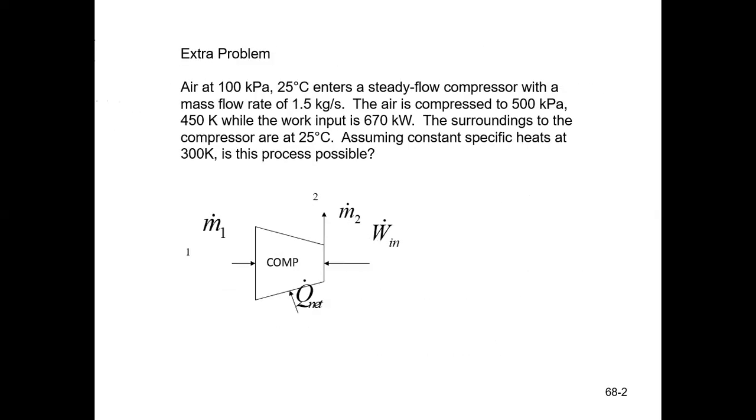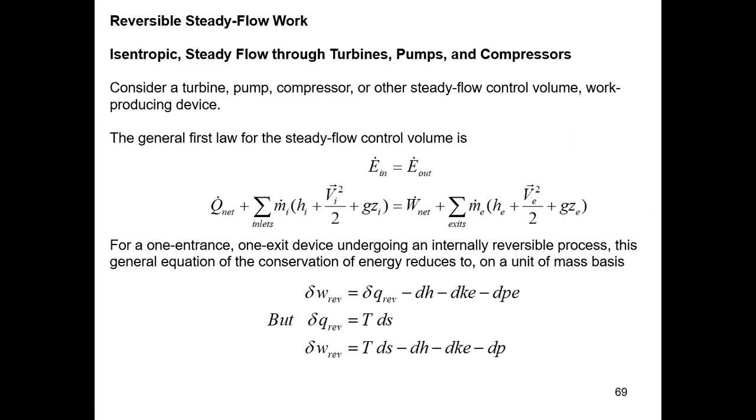So they have another problem in which air at 100 kilopascal, 25 degrees Celsius enters a steady flow compressor with a mass flow rate of 1.5 kilogram per second. The air is compressed to 500 kilopascal, 450 Kelvin, while the work input is 670 kilowatt. The surroundings to the compressor are at 25 degrees Celsius. Assuming constant specific heats at 300 Kelvin, is this process possible?